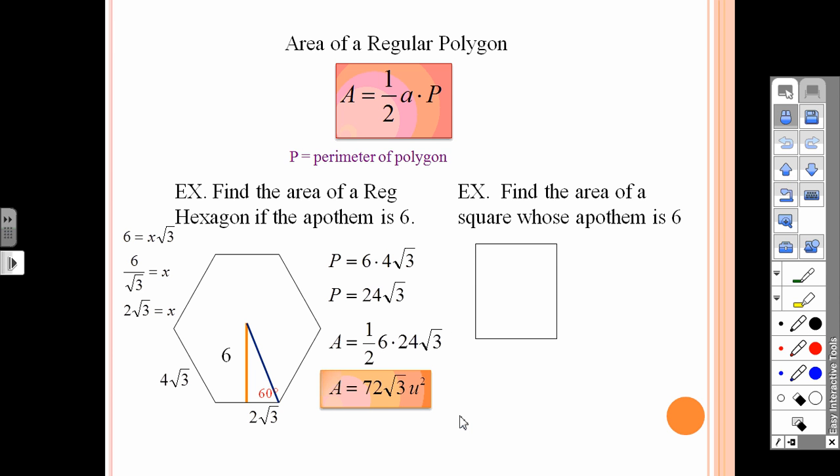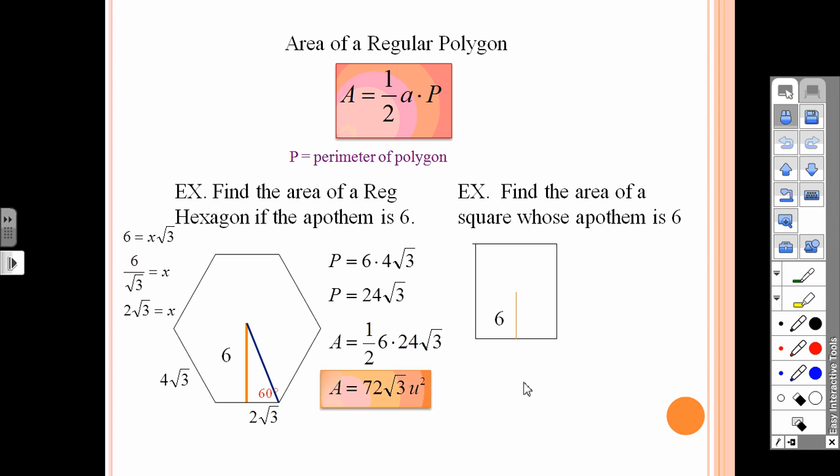Find the area of a square whose apothem is 6. So that's kind of weird because usually with a square, they give us the side lengths, which are the same, and we just multiply them together, right? Well, in this case, they're telling us what the apothem is, and we're not used to dealing with that in a square. So think about the definition of an apothem. It's going to start from the center of the polygon, and it's going to drop down to the midpoint of one of the sides. So in that case, this right here is going to be the apothem, and that is given to us as being 6.